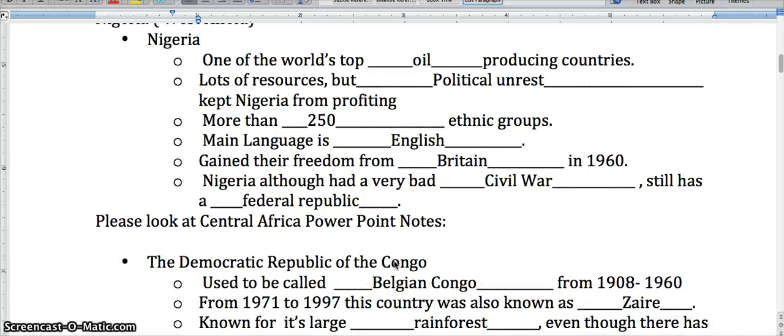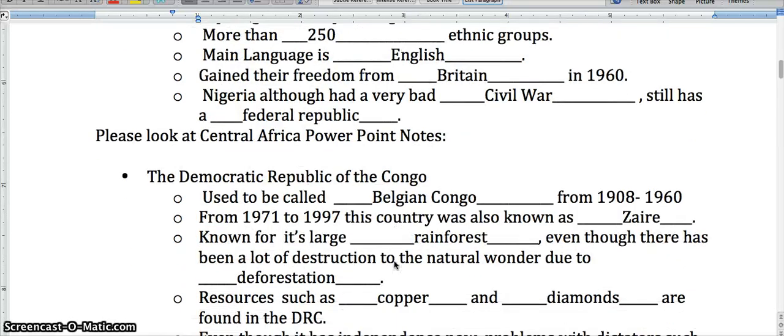Now, the other focus we looked at was the Democratic Republic of the Congo. A lot to say. Also, it's gone through many different names. The Belgian Congo was its name from 1908 to 1960. After breaking free from Belgium, the Congo went through a period where it was called Zaire.